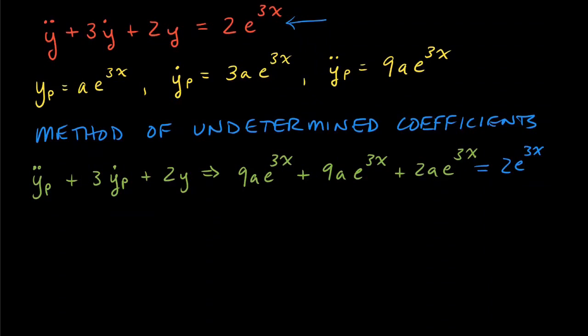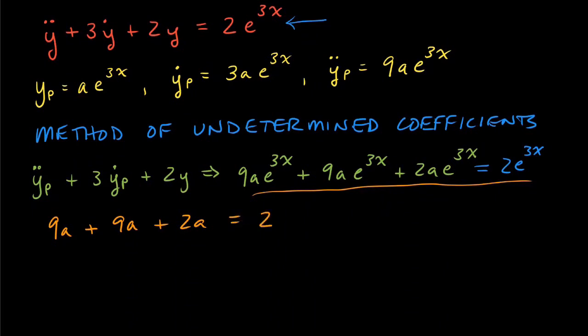So what we need to do is find out what value of a actually makes that happen. All right, so we can go into this entire expression here. We can divide through on both sides by e to the 3x to get rid of the exponential term, and we're just going to be left with 9a plus 9a plus 2a equals 2. Okay, so what we're going to do is determine what those coefficients had to be.